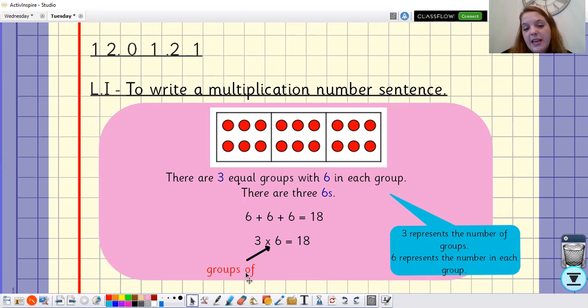And then writing that as a multiplication number sentence, we'd write 3, and then that multiplication symbol is another way of saying groups of. It's just an easier way of us writing it. So we have 3 groups of 6, and again, that equals the same thing. Now, if we were to think about those numbers 3 and 6, what do those two numbers represent? Well, the 3 represents the number of groups, and the 6 represents the number in each group.